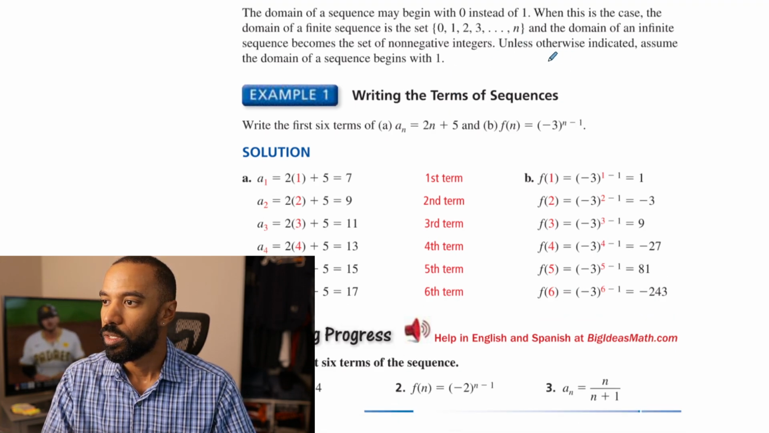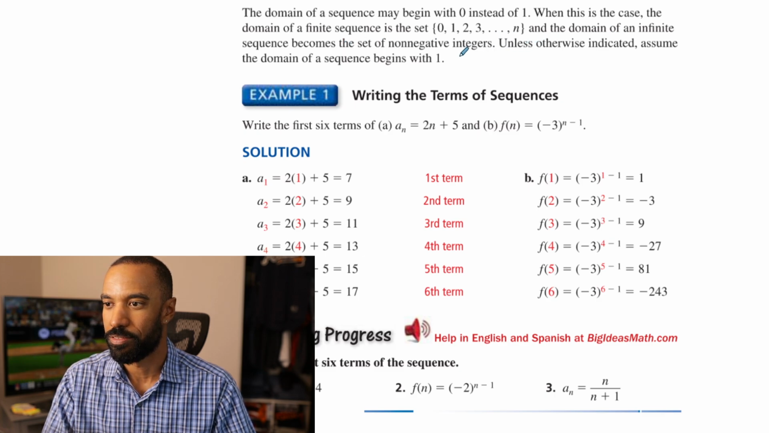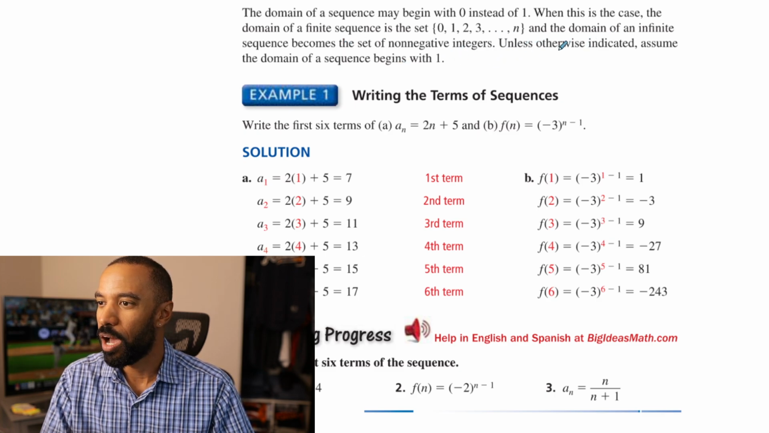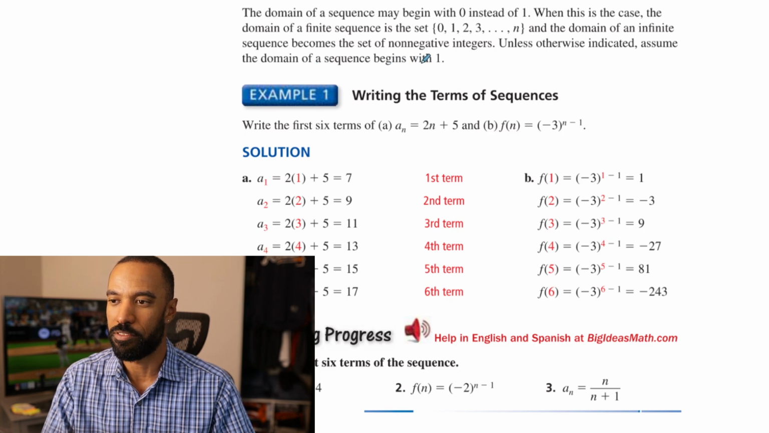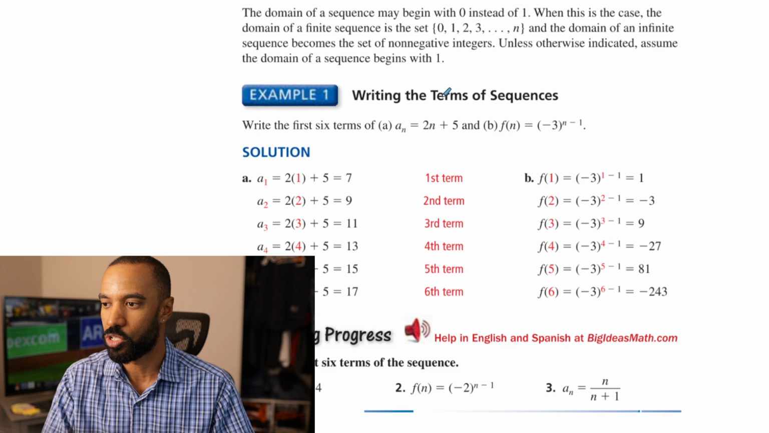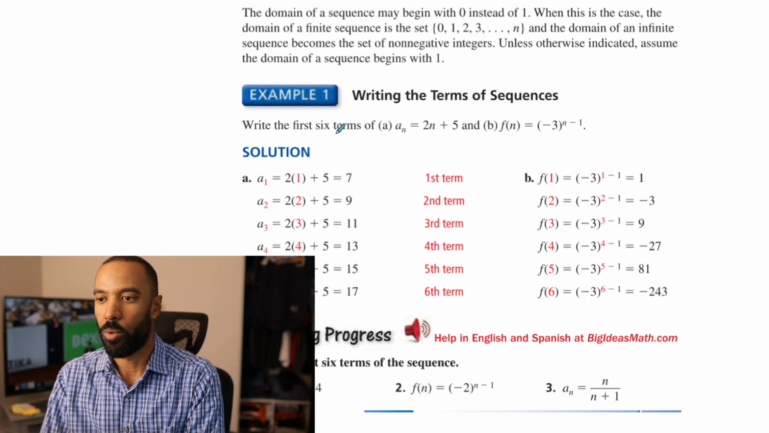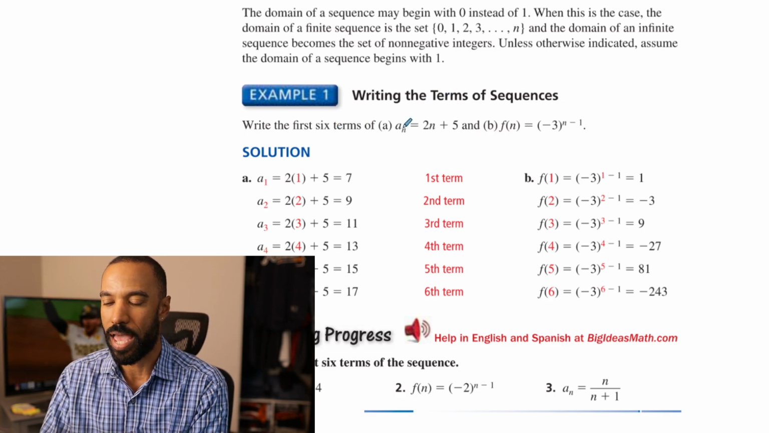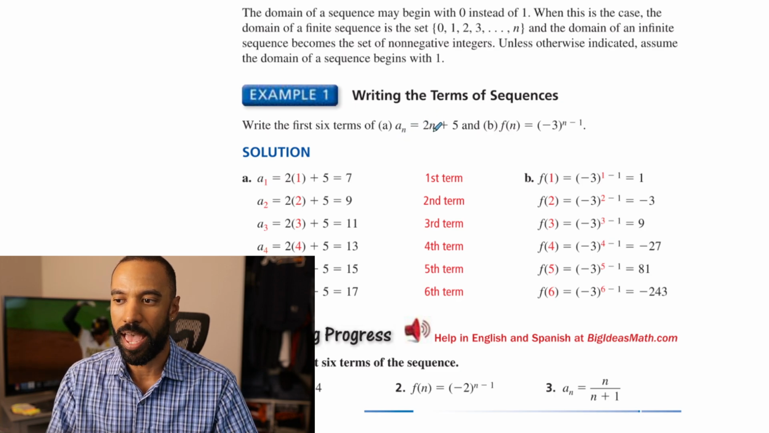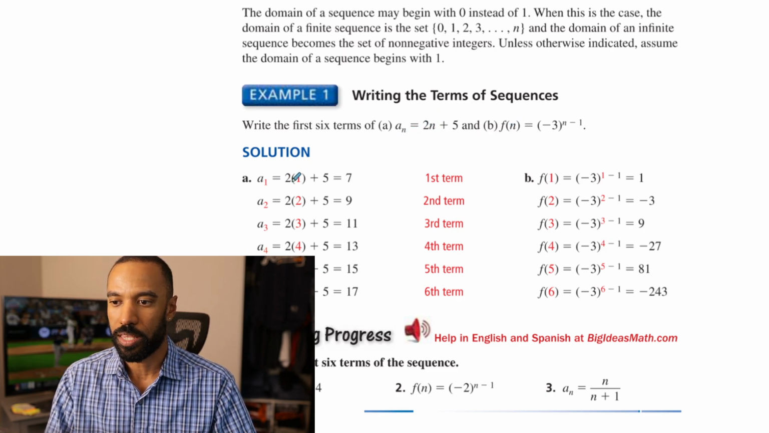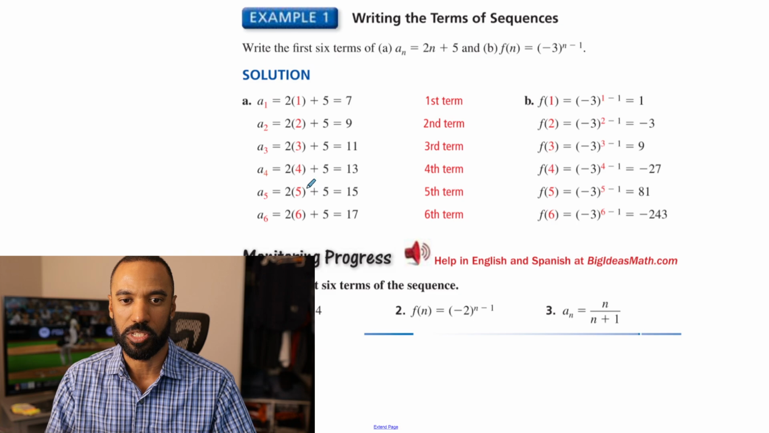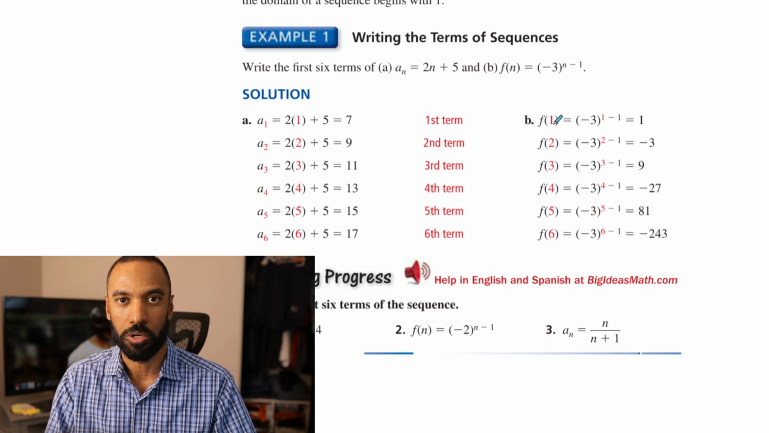Hold on. I have to look at how this starts. Unless otherwise indicated, assume the domain of a sequence, though, begins with 1. I'm just going to go ahead and start with that. So when we're writing the first 6 terms of a sequence, we actually substitute 1 for n in these cases to get the first term and 2 for the second term, etc., instead of substituting 0 to begin with.